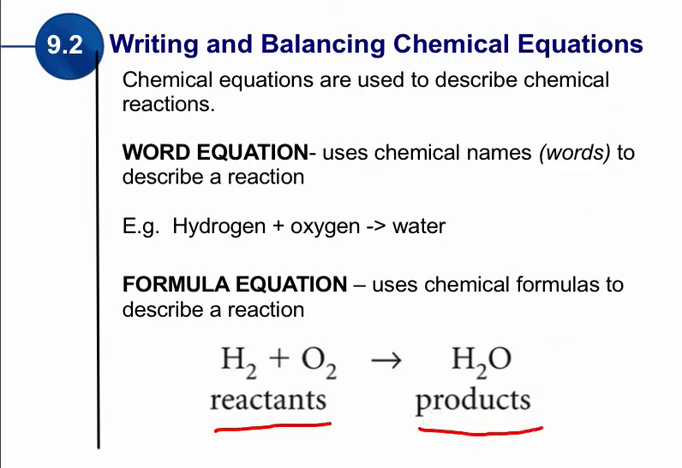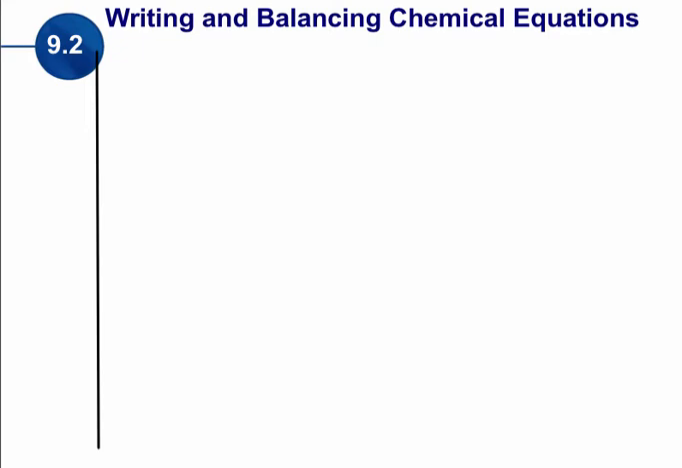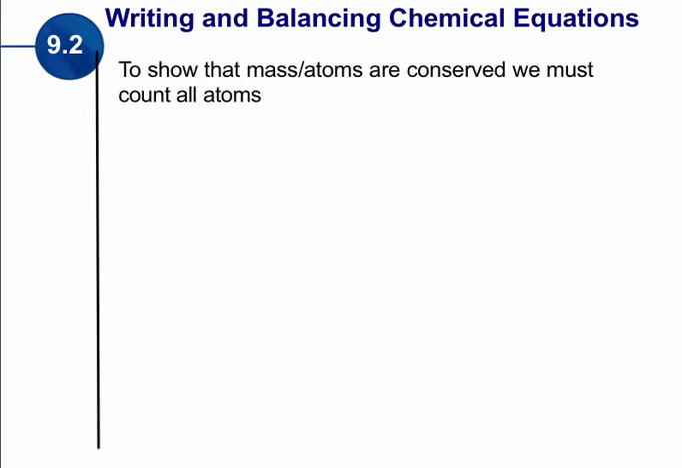Now, a chemical equation that looks like this, where there are no numbers, is called a skeleton equation. Our skeleton equation refers to an equation where there are no numbers in front. We're eventually going to work towards a situation where we put numbers here, but right now, without numbers, it's considered a skeleton equation.